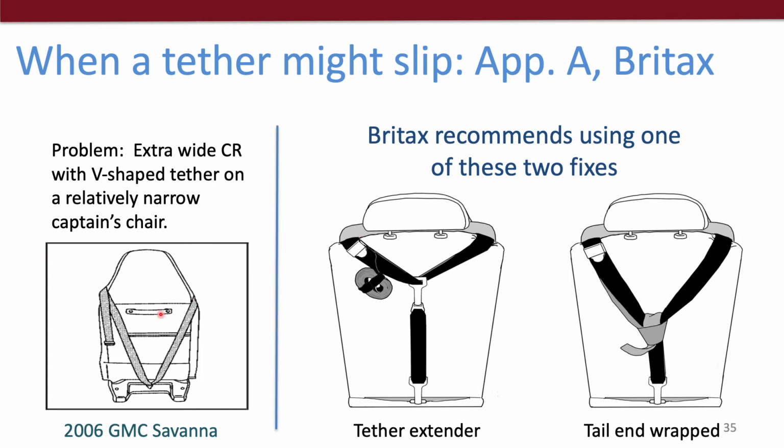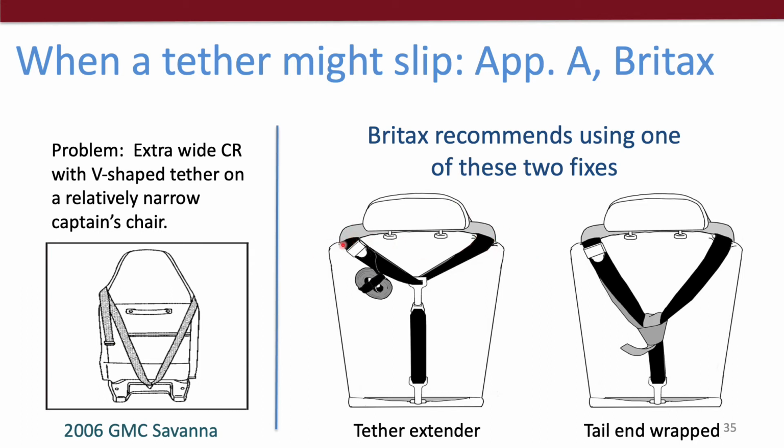So this is an example of a picture from a 2006 GMC Savannah, which actually doesn't even show this as being a problem. But you can imagine if a car seat was tethered like this with a V-shaped tether, those two straps could just pull right forward, and that is not going to be an effective use of a tether. So we want them to stay up on what we think of as kind of the shoulders of this seat.